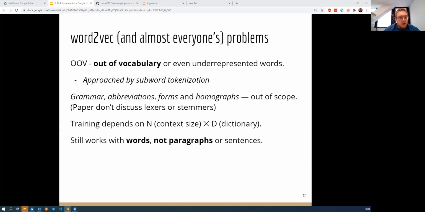And today it is approached with subword tokenization. You can read about this technique. Actually, in transformers they are used. When you take the unknown word and try to represent it in subword parts, which are limited in number, you take the vocabulary of words and the vocabulary of subwords for those words which are not present in the dictionary. Also, this model didn't address grammar, abbreviations, forms, and all the stuff.